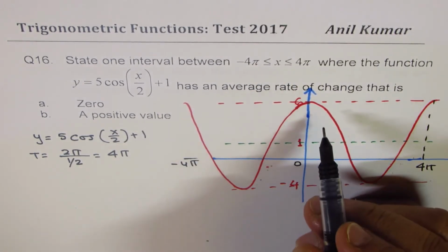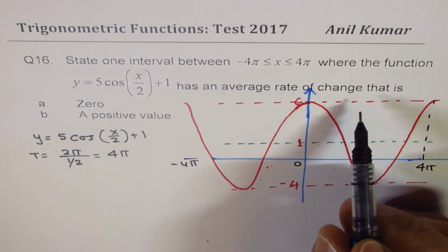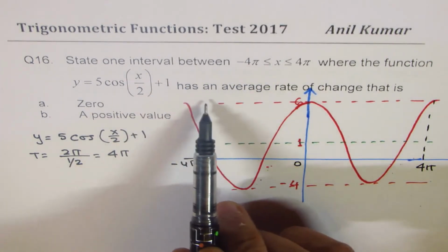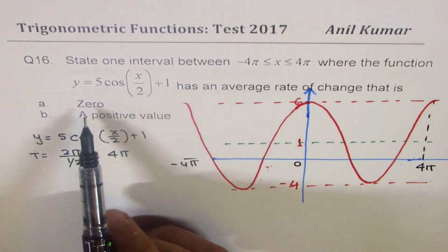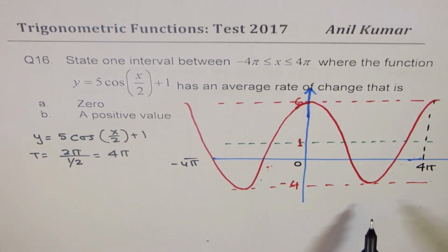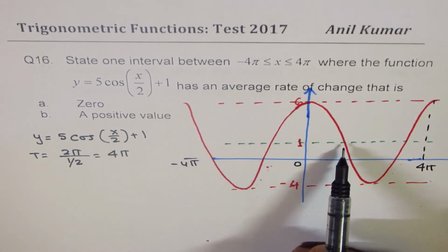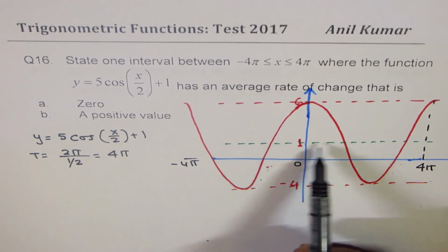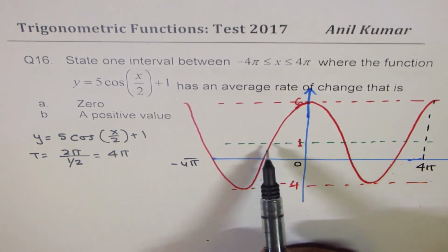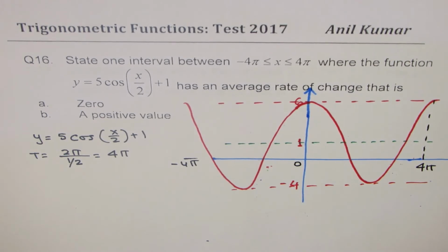Right. Now we need to find an interval where the average rate of change is 0. When we say average rate of change is 0, then we could select 2 points which are at the same level. Does that make sense to you, right? So which are at the same level. That is what is important for us, right?